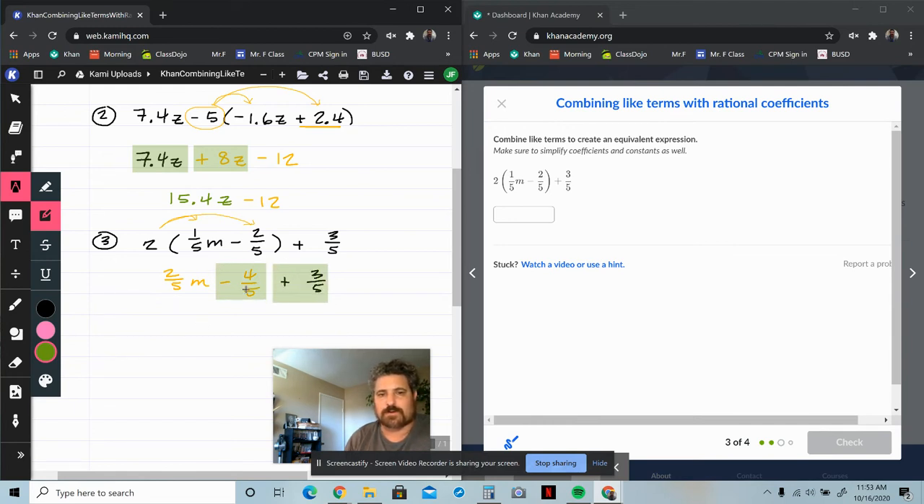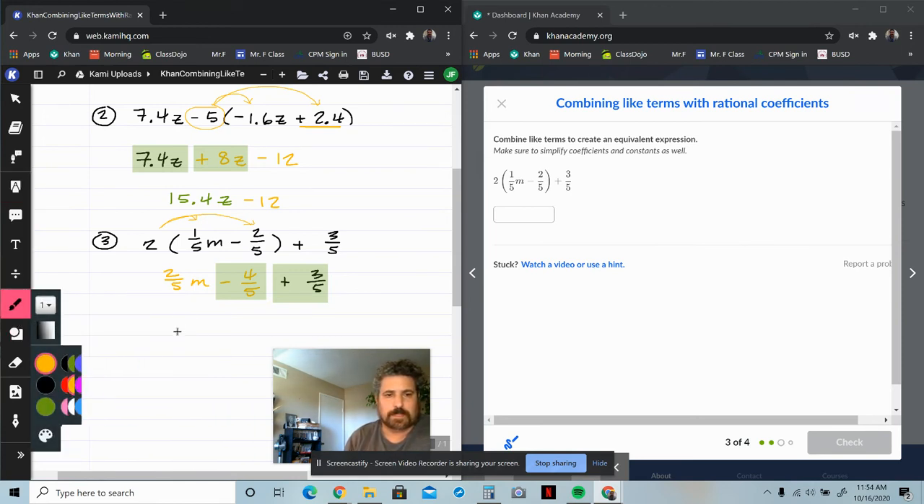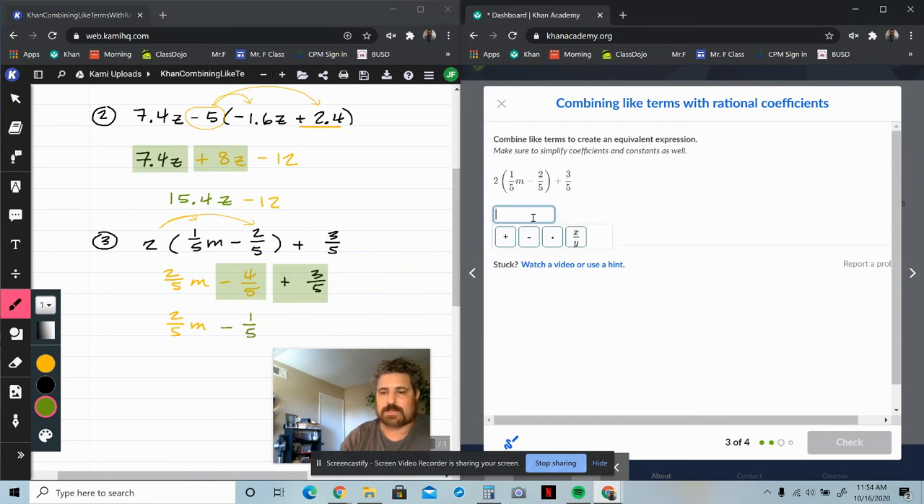Well, this is going in different directions. Who's going to win? The negative, by how much? It'll be 1/5. So the ultimate answer here, when you're done, is going to be 2/5 m. And then you're going to just take away from that 1/5. Because negative 4/5 plus 3/5 is negative 1/5. And ultimately, that's what you're going to get.